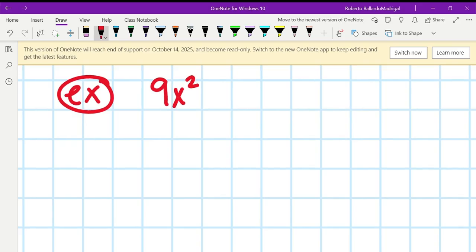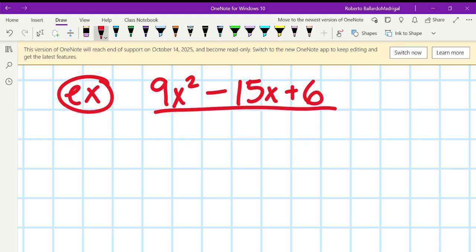9x squared minus 15x plus 6 over 3x squared minus 7x plus 4. All right. You guys write this down yet? You're going to get an example on your own. Let's follow along for this one.